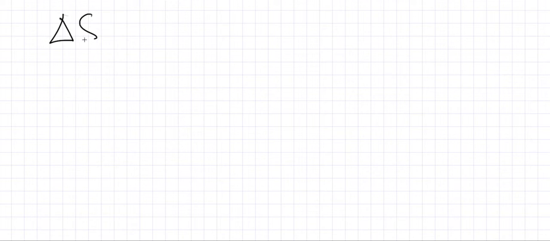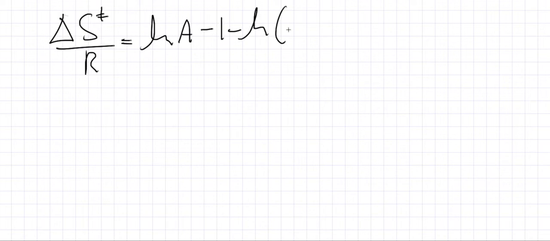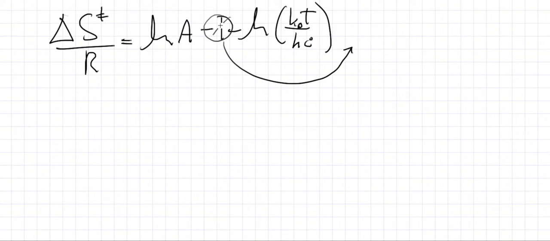So we have delta S double dagger over R is equal to the log of the Arrhenius pre-exponential factor minus 1 minus the log of kT over hc°. And we could call this minus 1 minus the log of e, 2.71, etc. Of course, the log of that is just equal to 1. Okay, so that allows us to combine all these logarithms.